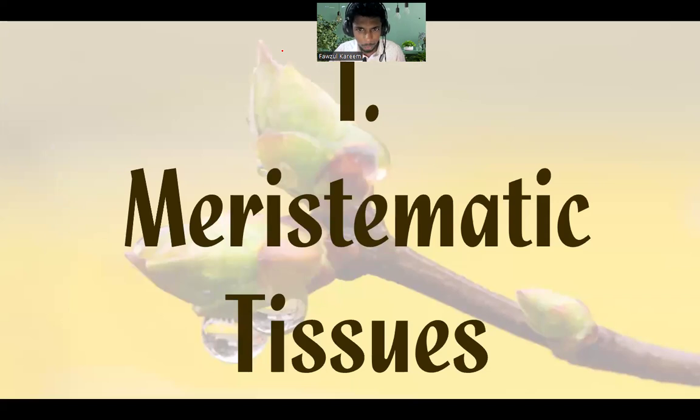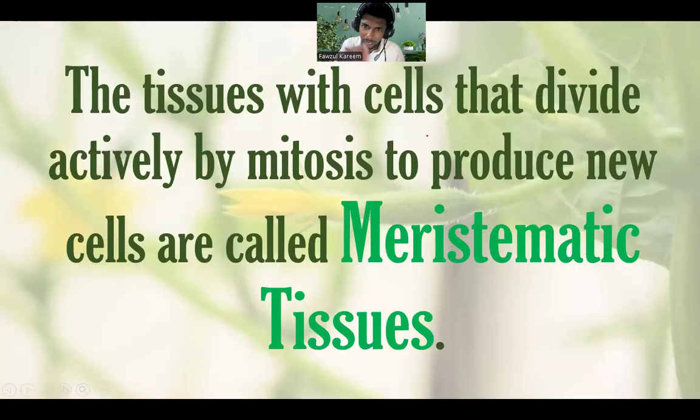Right. Now we are going to study about the meristematic tissues. Listen. Already you know what meristematic tissue is. They have the ability to produce new cells. That is the main feature of the meristematic tissue.